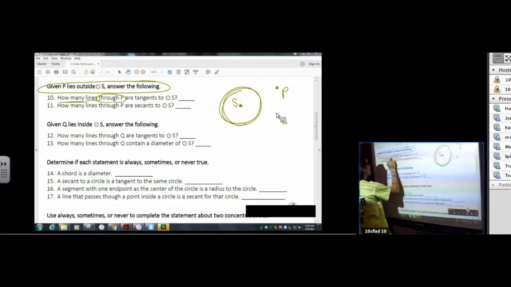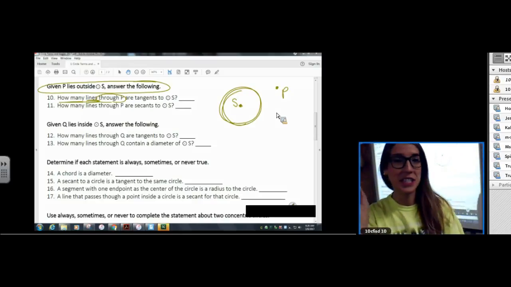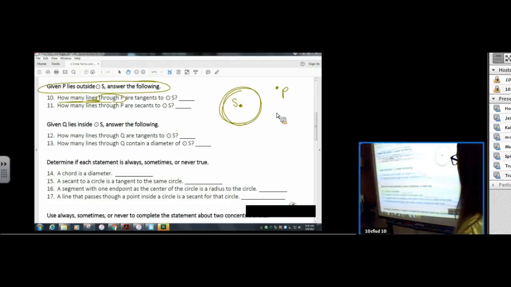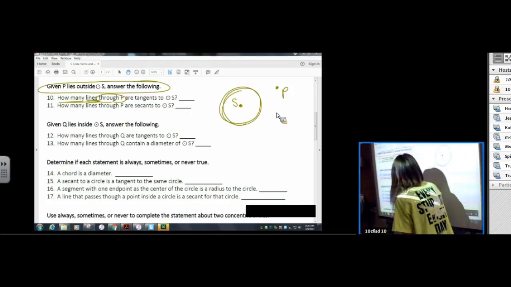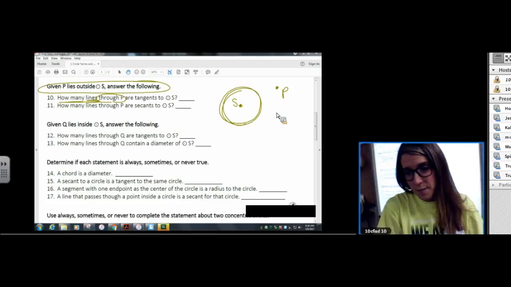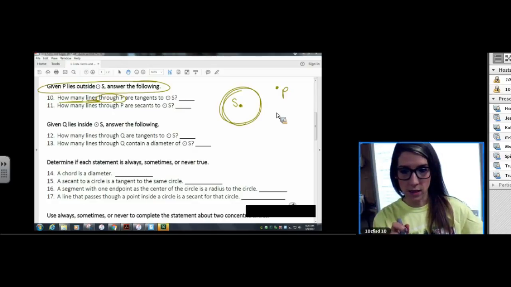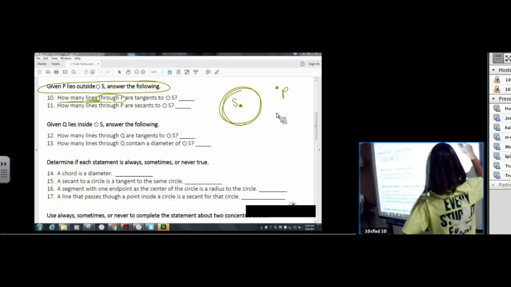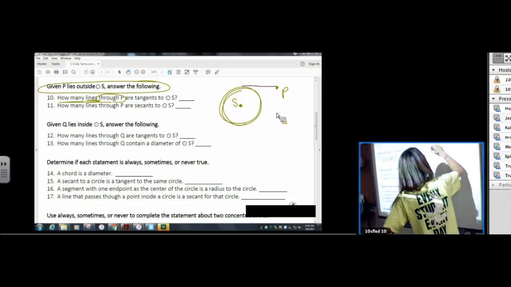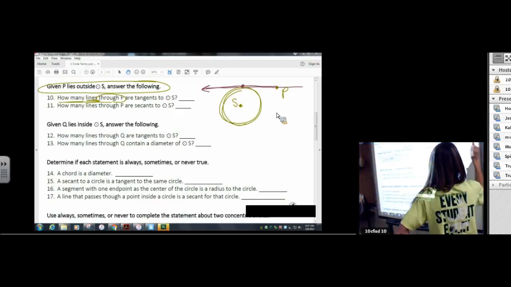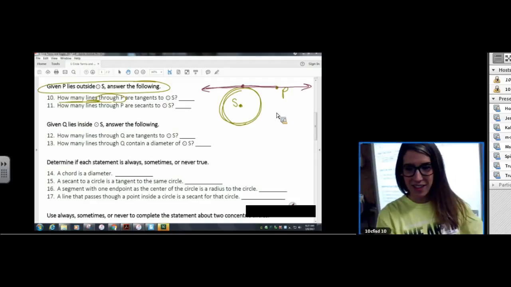How many lines have to pass through P? Now, it is a line. A line goes on forever, so don't just cut it off and make it stop inside your circle. How many lines through P are tangent to S? Go to your handy-dandy vocab sheet, because you might not have memorized them yet, and look up what it means to be tangent. A tangent line intersects a circle in a single point. That means it intersects one time. So if I want a line to go through P and hit my circle one time, there's an example of a tangent line.